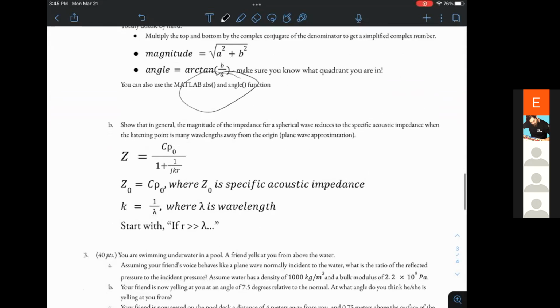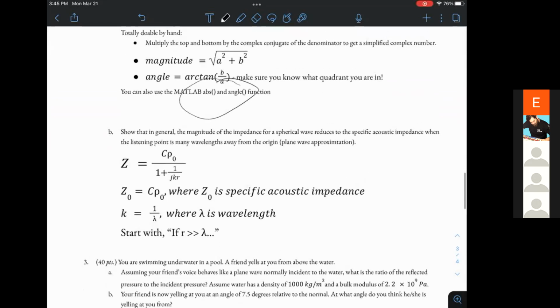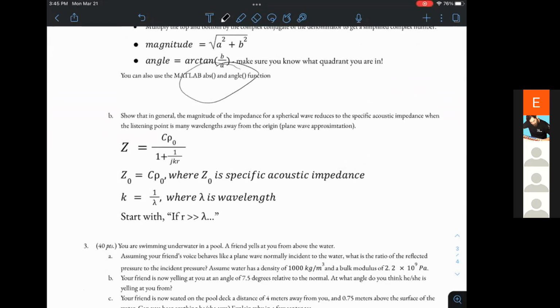Okay, this is part B: show in general that the magnitude of the impedance for a spherical wave reduces to the specific acoustic impedance when the listening point is many wavelengths away from the original plane wave equation. So here's what you need to know. The equation for Z, you need to know that Z naught equals C times rho naught, where Z naught is the specific acoustic impedance. So we want to see that this thing here reduces to this thing here. That's what we're trying to show, okay?